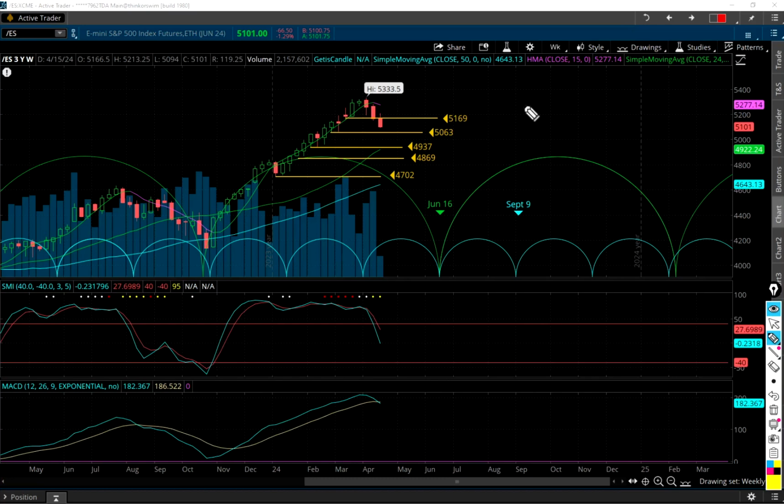This is the weekly chart. We'll look at my trade for the day. We will look at the daily and we'll look at the intraday charts to see where the trades of the day were. Okay, let's get started here on the weekly chart.